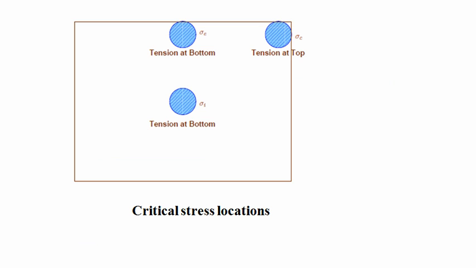From this figure we can see the critical stress locations of the slab. Firstly, the tension at the bottom for the stress at the interior portion, then at the edge portion, and lastly the stress at the corner loadings, that is sigma I, sigma E and sigma C.